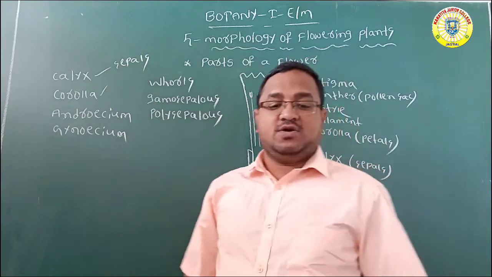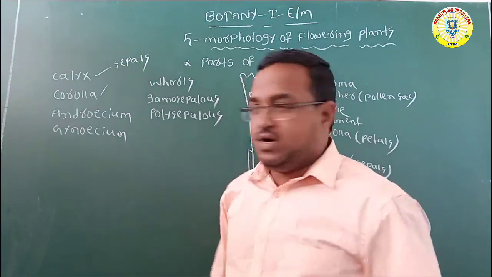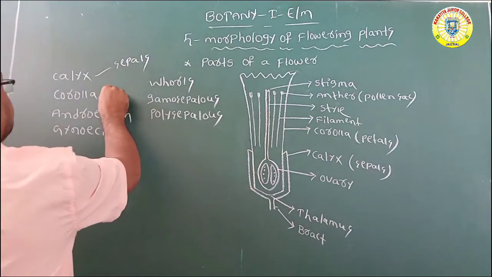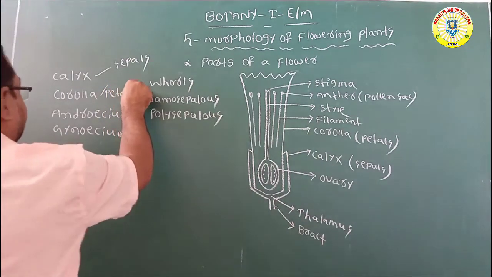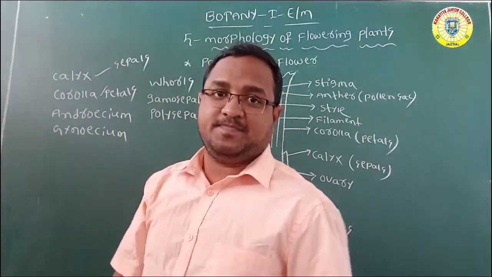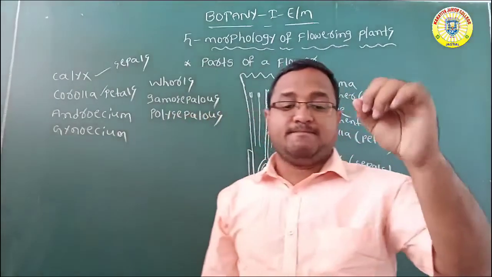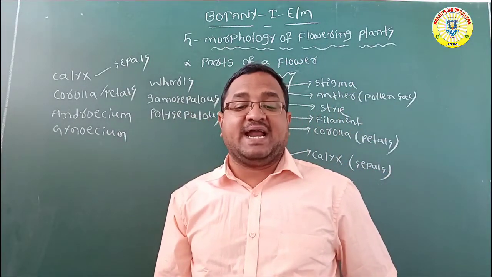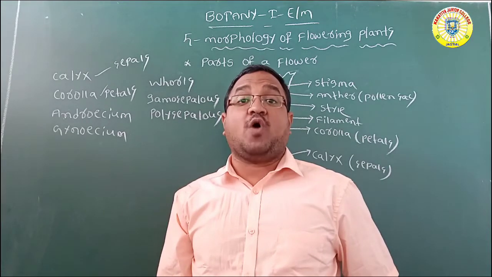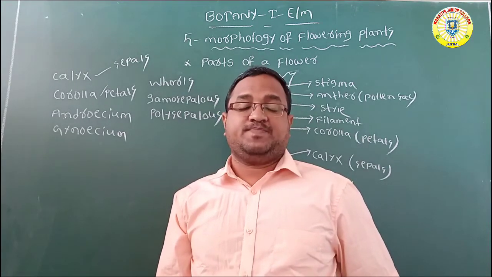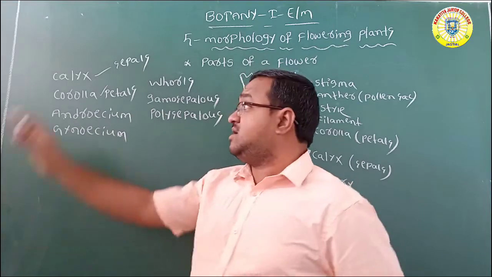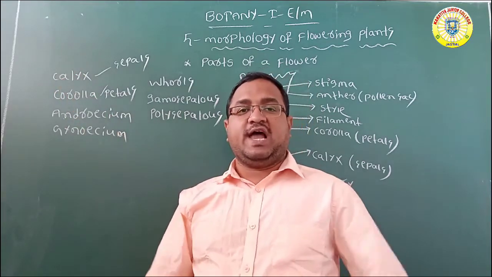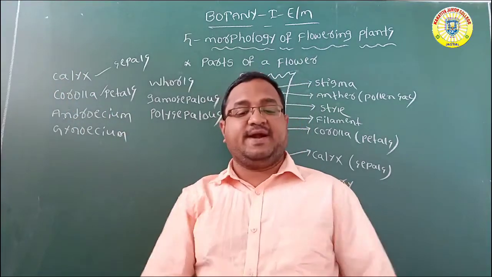But here you can see, the corolla is composed of petals. The corolla contains petals. These petals are usually bright colored to attract the insects for pollination. Okay. So here, like the calyx, the corolla is also either united or separated.